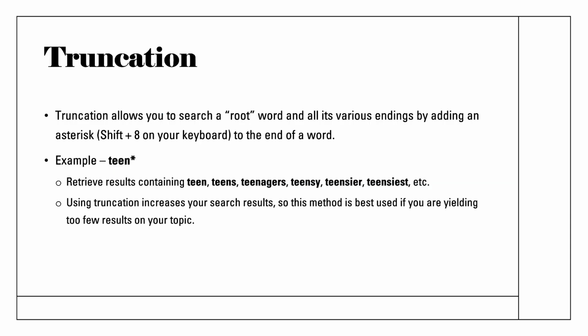Truncation is another research strategy that allows you to search a root word and all its various endings by adding an asterisk to the end of the word. You can find the asterisk on your keyboard by pushing Shift and the number 8. For example, if I add teen with an asterisk at the end into the search box and hit enter, I will retrieve results containing the word teen, teens, teenagers, teensy, teensier, teensiest, etc. You get the idea. Using truncation increases your search results, so this method is best used if you are yielding too few results on your topic.